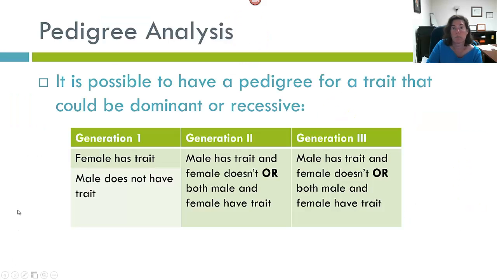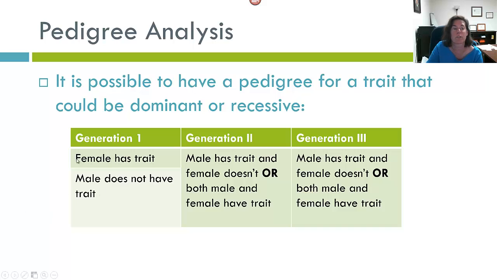Now, one of the things I want to remind everybody is that it is possible to have a pedigree for a trait that can be both dominant or recessive. So sometimes when you're going through and you're testing it out, you'll see that it can be dominant, but go through again and see whether it can be recessive. And sometimes what you're going to find is that it can be both. That is, we can't distinguish it.